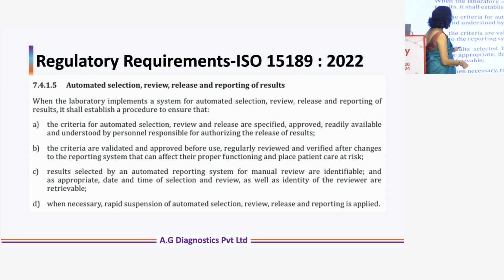Results selected by an automated reporting system for manual review should be identifiable, and as appropriate, date and time of selection and review as well as identity of the reviewer are retrievable. When necessary, rapid suspension of automated selection, review, release and reporting is applied in case there's some problem with the instrument suddenly. Okay, and then after that you cannot just keep releasing reports automatically. You may have to be more vigilant. So you have to suspend this and perhaps look at the next 200 reports vigilantly and then go back to the auto verification engine.